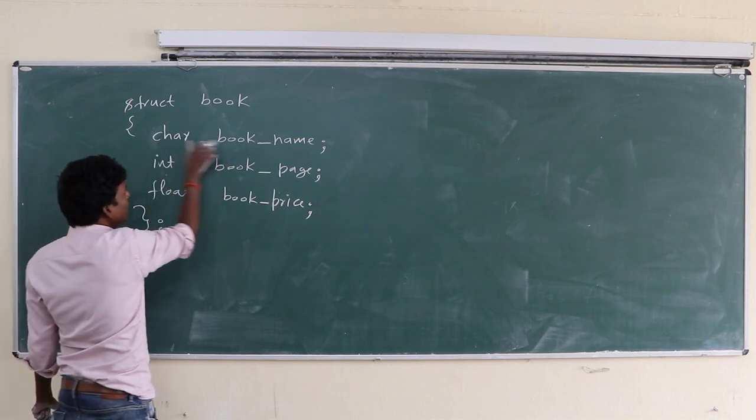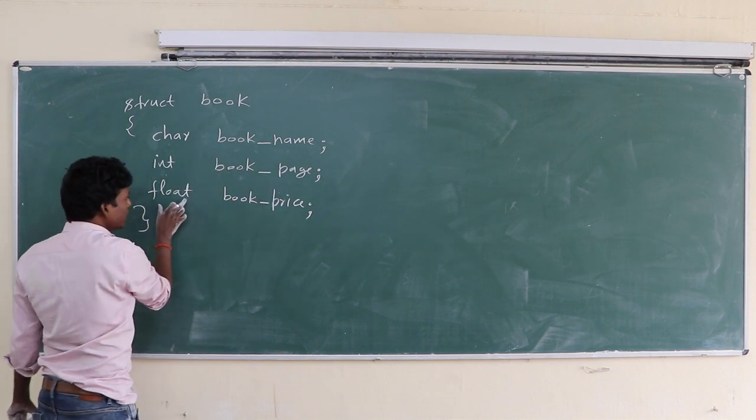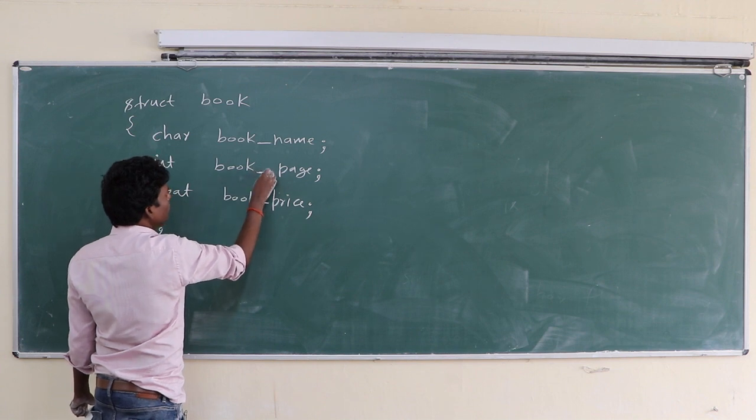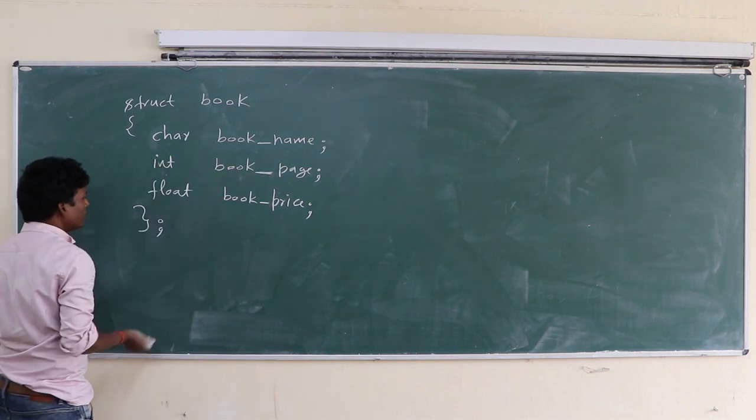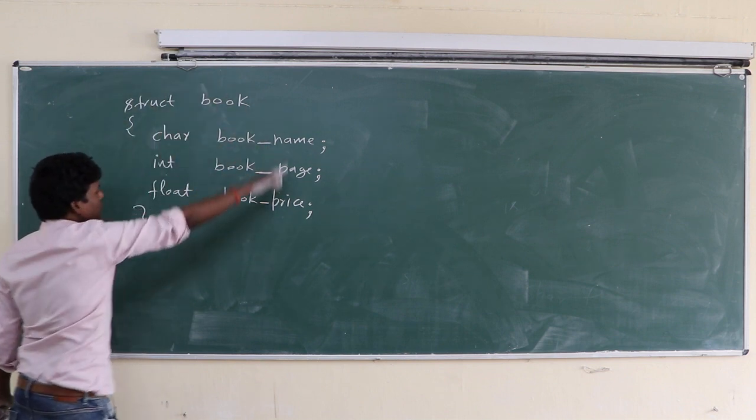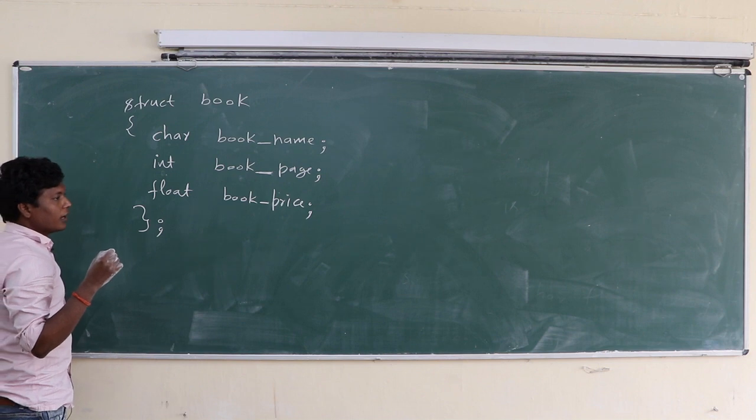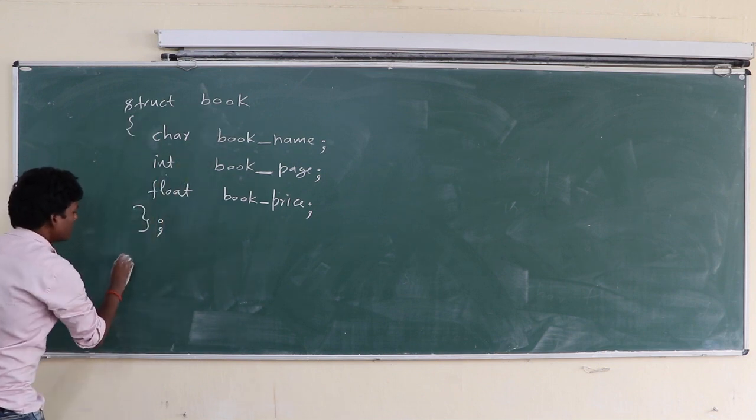Individually this is the data type, this is the variable, this is the data type, this is the variable, this is the data type, this is the variable, and these are valid variable names. This has an underscore, so it is a valid name. Okay class, the whole thing now is the structure data type. So copy this line, struct book.